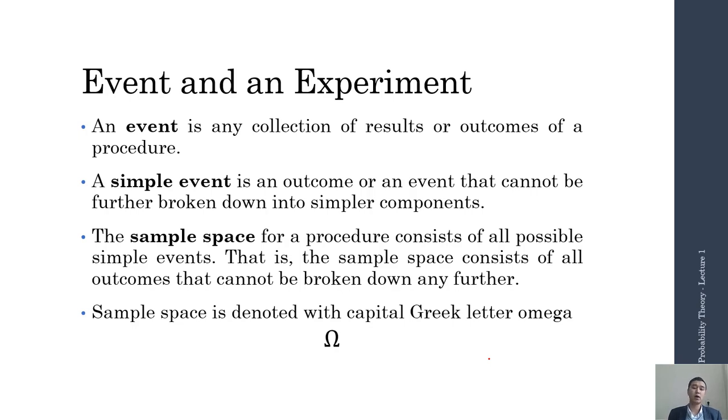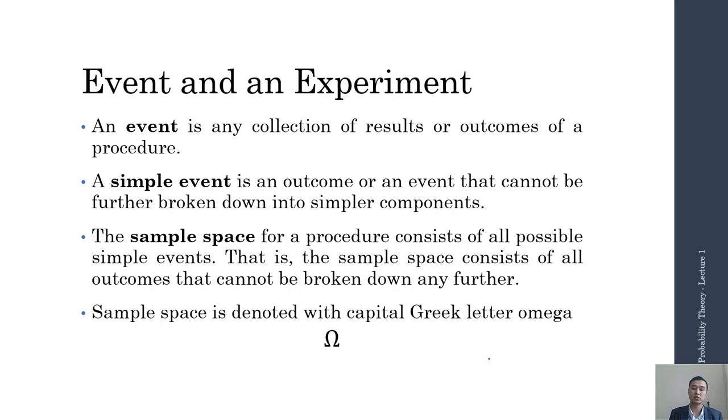Now about the second part, event and experiment. We have event and the experiment. An event is any collection of results or outcomes of a procedure. A simple event is an outcome or an event that cannot be further broken down into simpler components. The sample space for a procedure consists of all possible simple events. That is, the sample space consists of all outcomes that cannot be broken down any further.